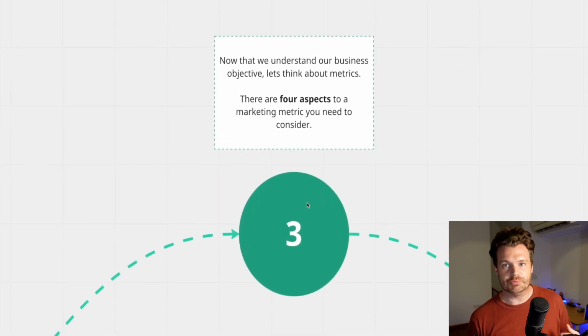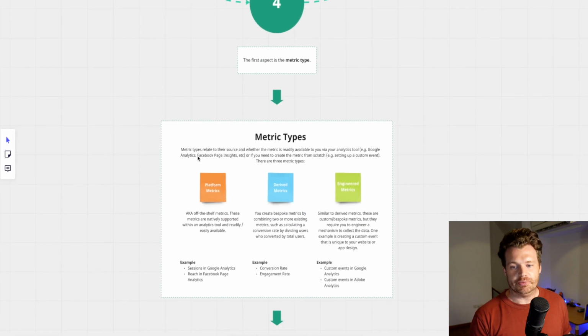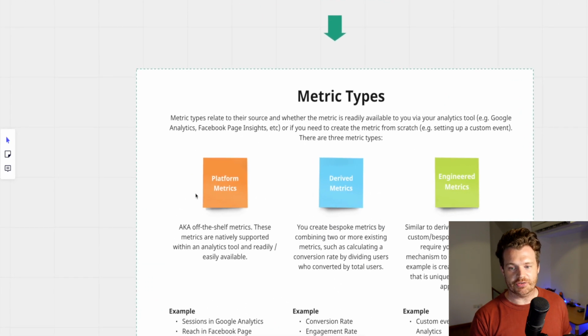Okay, we've covered business objectives. Now let's think about metrics. And generally there are 4 aspects to a metric that you need to think about. The first is the metric type, and there are 3 types of metrics that I refer to.